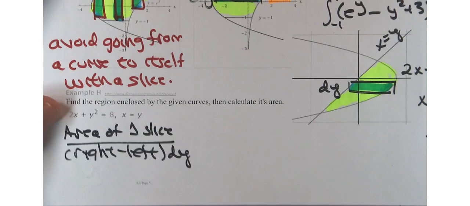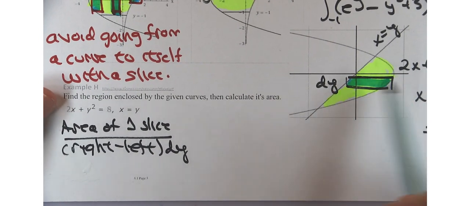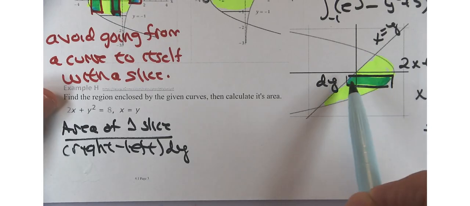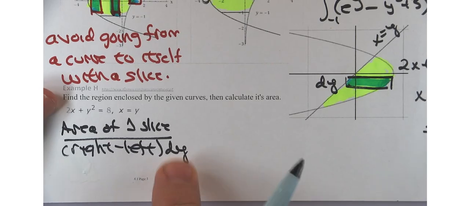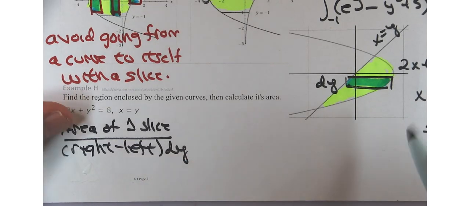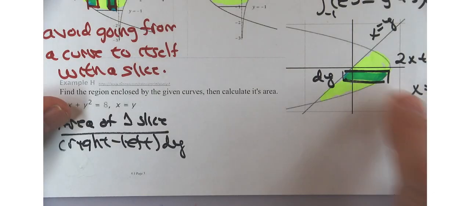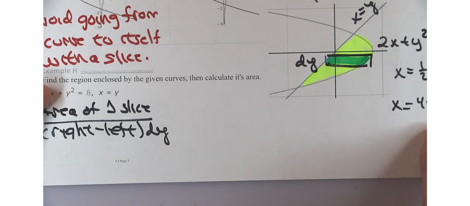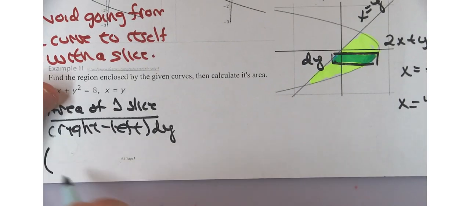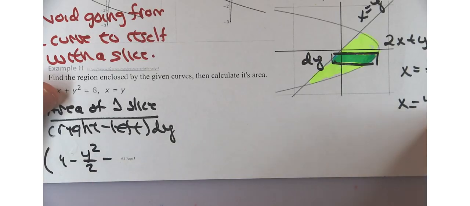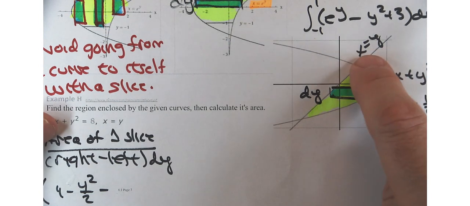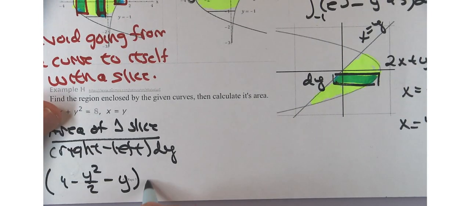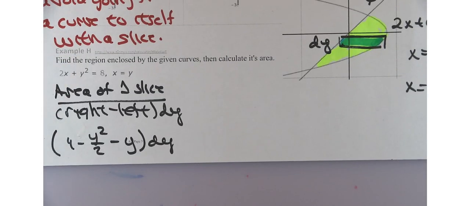Now really what you're doing is you're subtracting the x coordinates. The x coordinate here minus the x coordinate here. But because I want this in terms of y, because I'm taking a dy slice, I realize that my x coordinate for any point here is going to be 4 minus y squared over 2. So that's going to be my rightmost point here. 4 minus y squared over 2 minus the leftmost point. Now the leftmost point is going to have a coordinate of x, but x is also equal to y. So I'll have something like that. 4 minus y squared over 2 minus y.